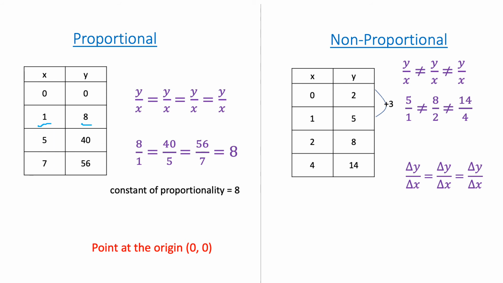is a constant. 2 to 5 is plus 3. From 5 to 8 is plus 3. From 8 to 14 is plus 6. On this side we have plus 1, and plus 2.